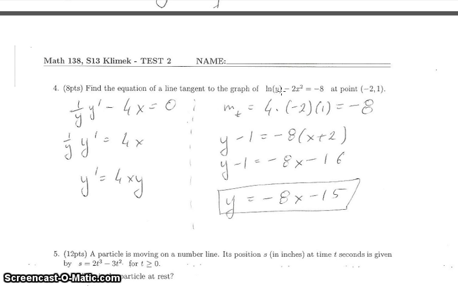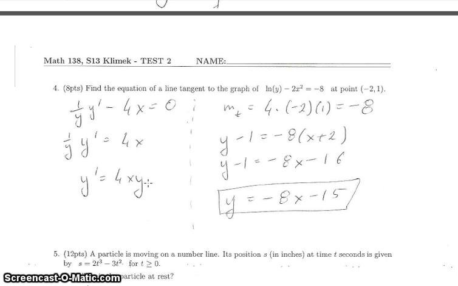In order to find the derivative of function y, I need to use implicit differentiation here. So the derivative of natural log of y is 1 over y times the derivative of the inner function, so y prime, minus the derivative of 2x squared is 4x, and the derivative of negative 8 is 0. And then you solve this equation for y prime. So bring 4x over, and multiply both sides by y. So you have y prime is equal to 4xy. This is the derivative of y with respect to x.